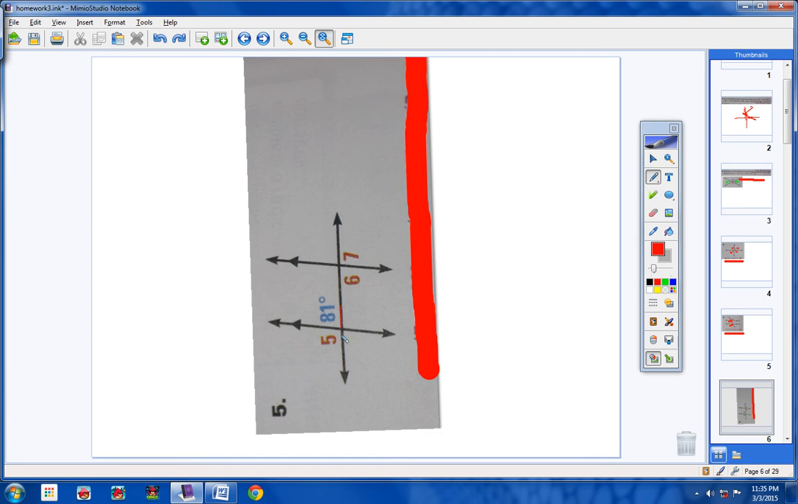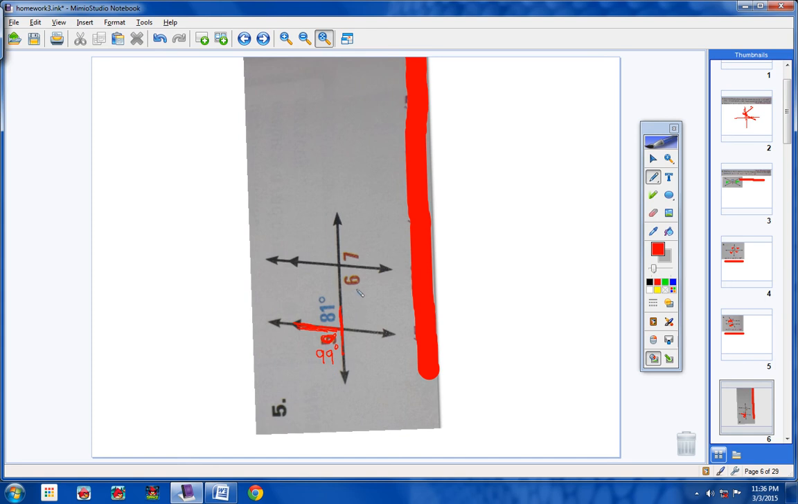Now, do we not have a straight line right here? Yes, we do. Do we not have a ray coming off of it? Yes, we do. So this angle and this angle are supplementary. They have to add up to 180 degrees. So if this is 81 degrees here, then this has to be 99 degrees because 99 plus 81 is 180.